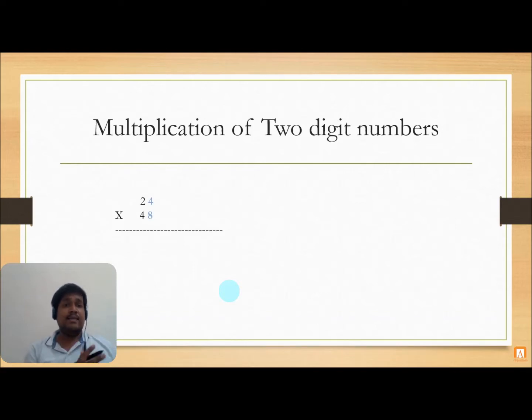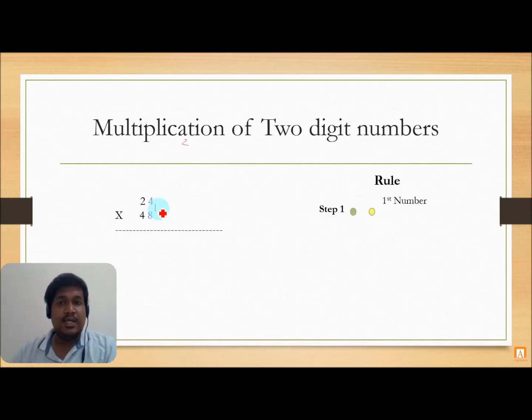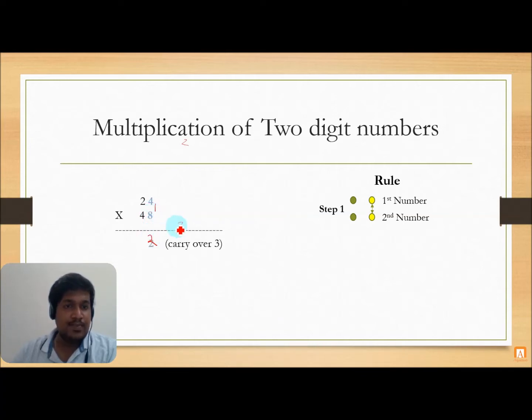Let's take an example of 24 into 48. We want to multiply 24 into 48. For that, step 1 is to multiply the unit digits of these two numbers and write the answer. So what's the answer? 4 into 8, 32. So you have to write 2 here and 3 should be carried over.